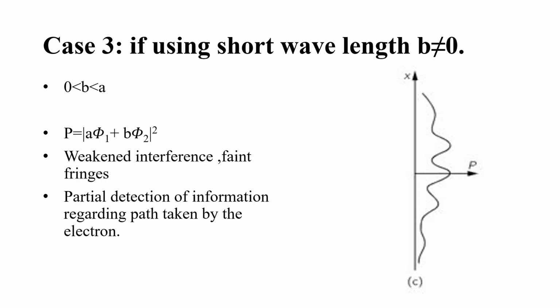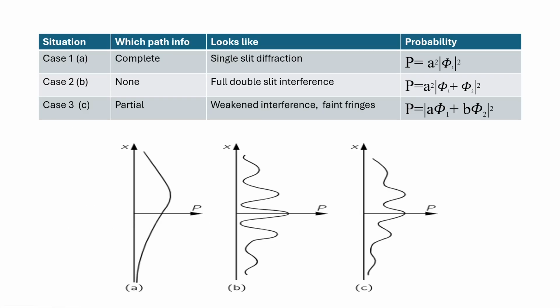Case 3 is if we use a short wavelength, so that B is not equal to 0 but less than A. So this is the result of weakened interference. Faint fringes will be on the screen, and partial detection of the information regarding the path taken by the electron. Now, here is the summary for situation case 1A, where path information gives us the complete information about which path it had taken in our case 1 situation.